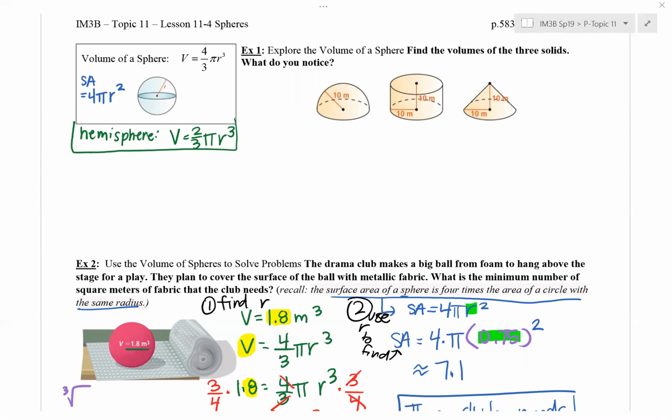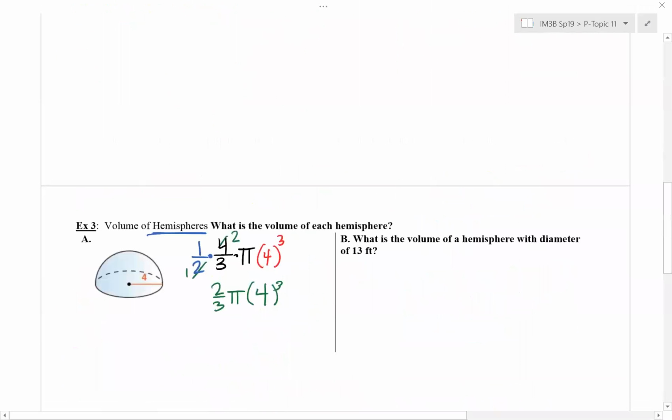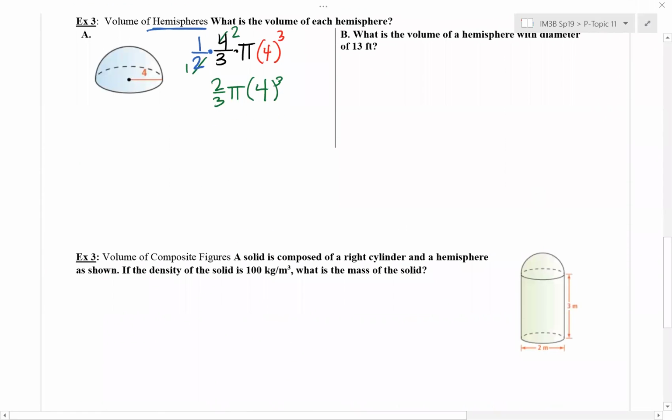Okay, so then if we go back to that problem, we have to calculate 2/3 times pi times 4 to the 3rd power. And so if we do that, our volume is about 134.04, and they don't give us any units, so we want to just write units cubed.